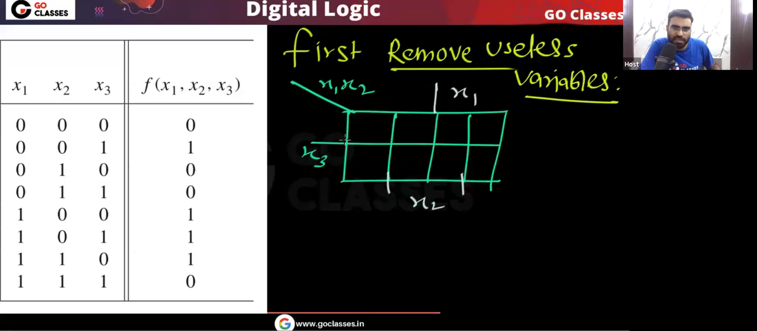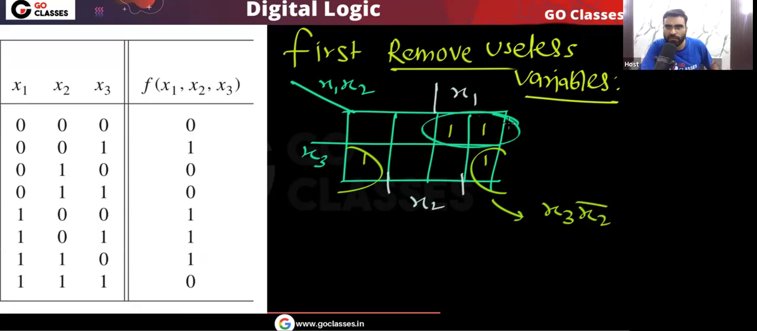Let me quickly check, is there any useless variable or not? 0, 1, then you have 4, 5, 6. 0, 1, 2, 3, 4, 5, 6. So if you see what you will get, you will get this. What is this one? This is actually x3 x2 bar. And what is this one?